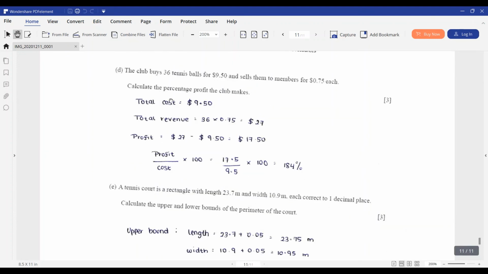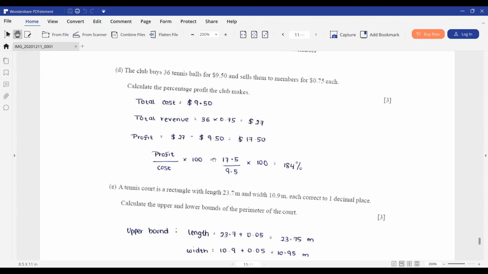Part D. The club buys 36 tennis balls for $9.50 and sells them to members for 75 cents each. Calculate the percentage profit the club makes. So the first thing we want to know is the total cost, $9.50. The total revenue is 36 multiplied by $0.75, so they make $27. So what's the profit? Profit is basically revenue minus cost. So 27 minus 9.50 is $17.50.